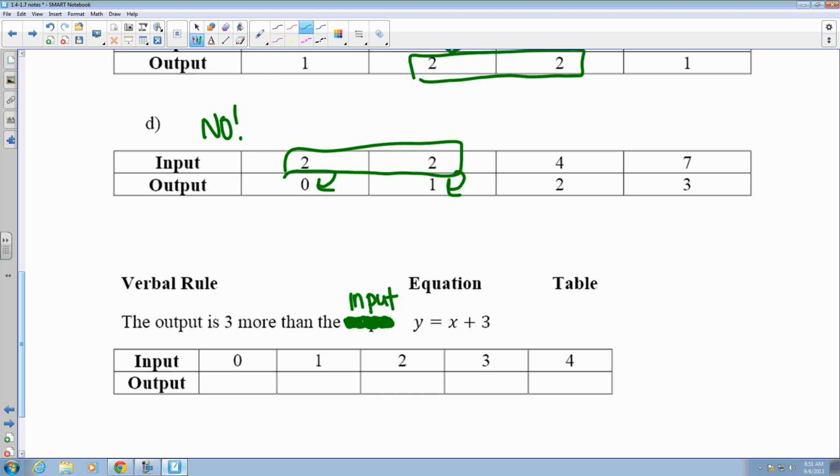Now we have a table, we're going to find those outputs. So if this is our equation, we're going to put all of the different inputs in for x separately to find out what the corresponding outputs are. So the input for 0, 0 plus 3 is 3. 1 plus 3 is 4. 2 plus 3 is 5. 3 plus 3 is 6. And 4 plus 3 is 7. So that's how we would fill that out.